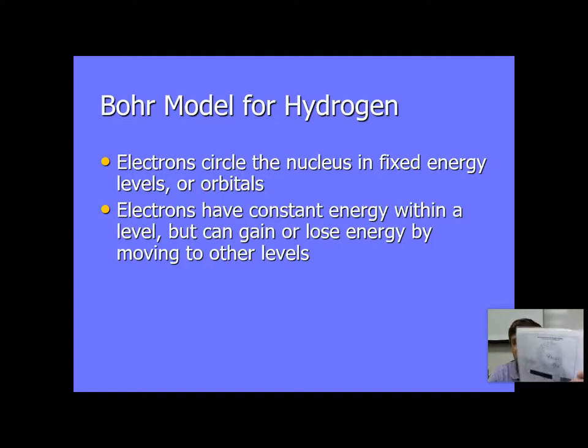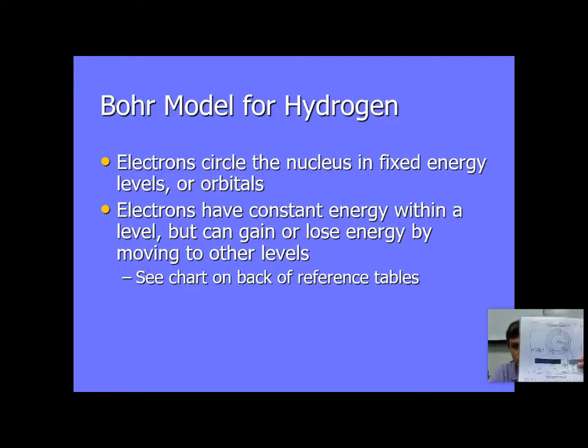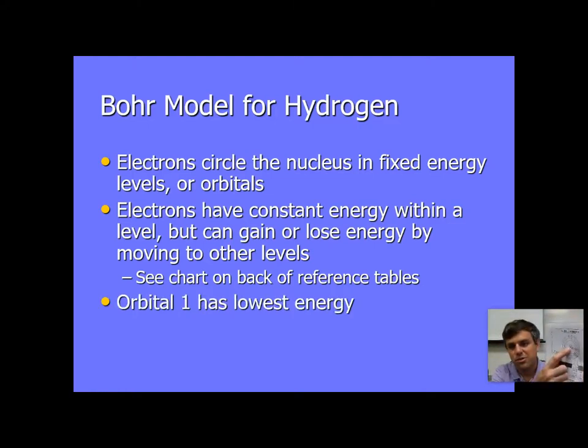And the electrons have a fixed amount of energy within each level, but they can gain or lose energy by moving to a higher or to a lower level. They gain energy when they move to a higher level. They lose energy when they move to a lower level. And so, yeah, the chart on page 8 of your reference tables is key. And orbital 1, of course, is the lowest energy.